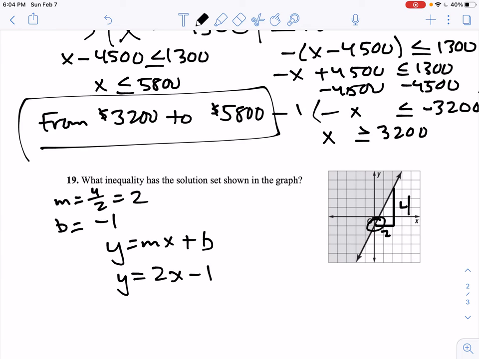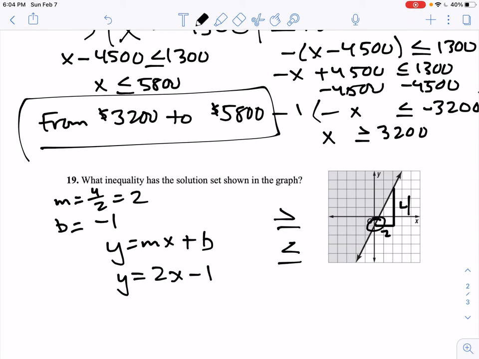And then what we got to do is figure out, is this less than or equal to? Is it greater than or equal to? Well, the line is solid. So it's either going to be this or this. And then the trick ninja way is to recognize if it's shading on the top of the line, which is basically what's happening, it's usually greater than or equal to. And if it's shading on the bottom of the line, it's less than or equal to.